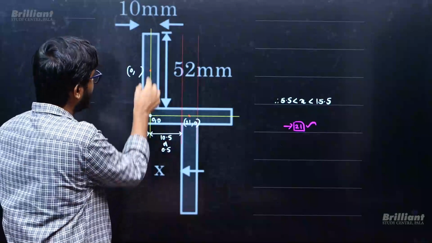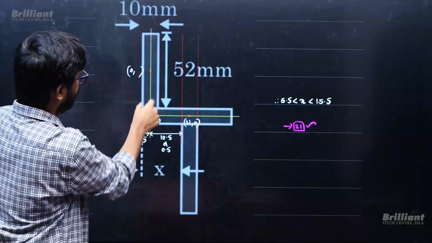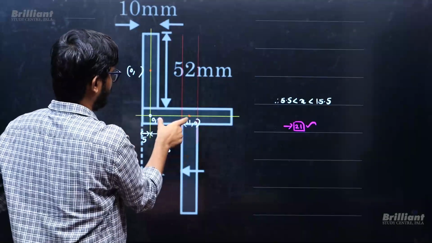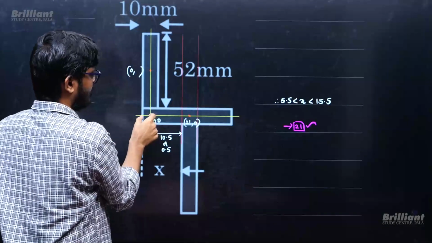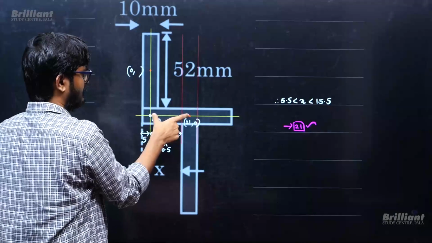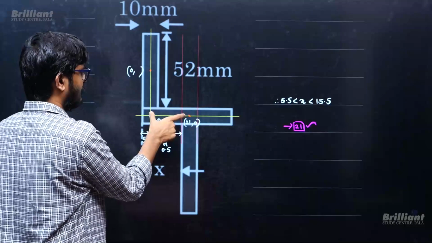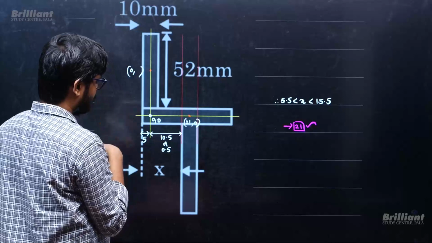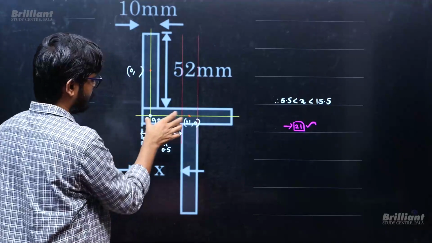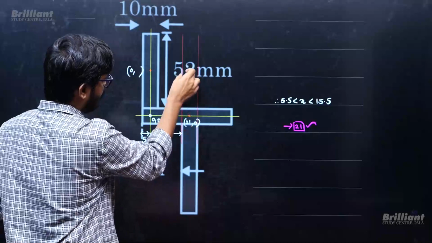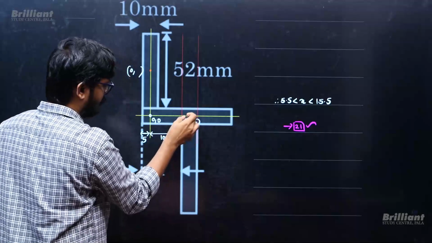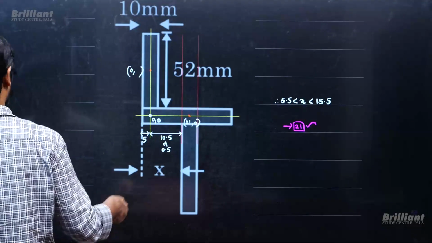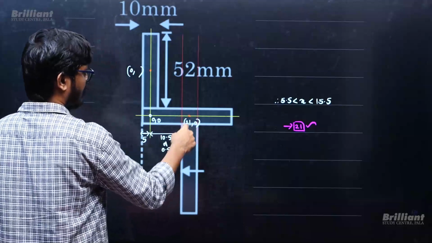I have taken this as the origin. This is 10 millimeter, so this is 5 millimeter, and this is 52. So this half is going to be 26. This is 5. Out of 26, this is 5, so this will be 21. This is 21. So now the net center of mass. Out of 21, this is 5 mm. So we don't know where this is, so we don't have to bother about this 21.